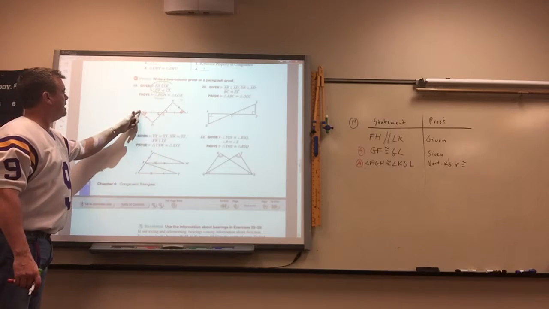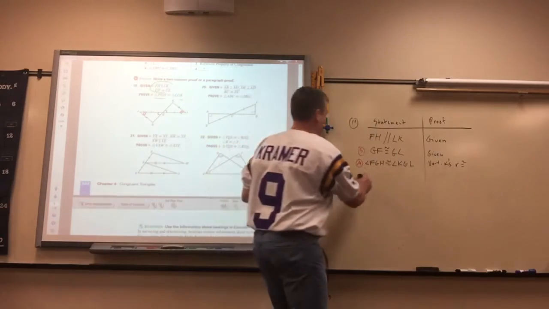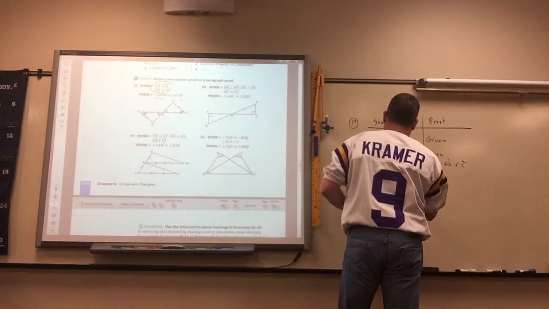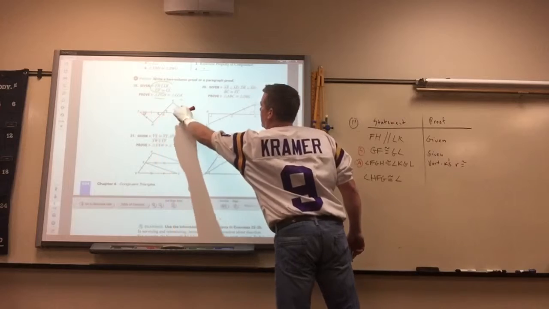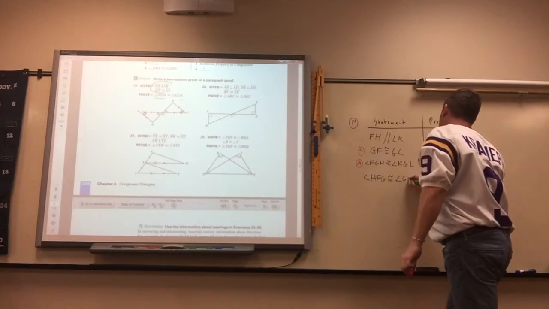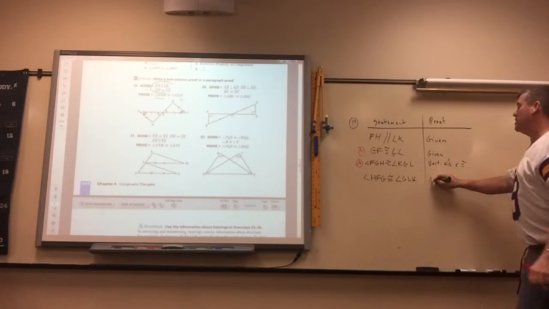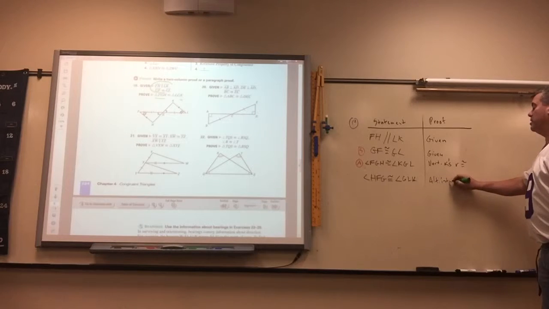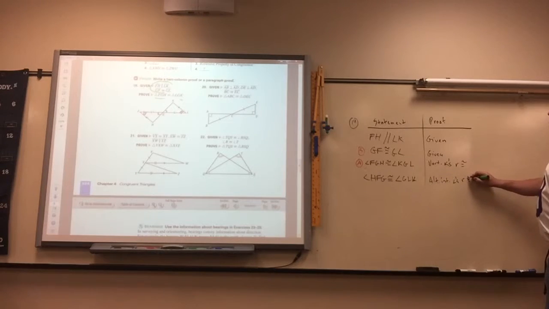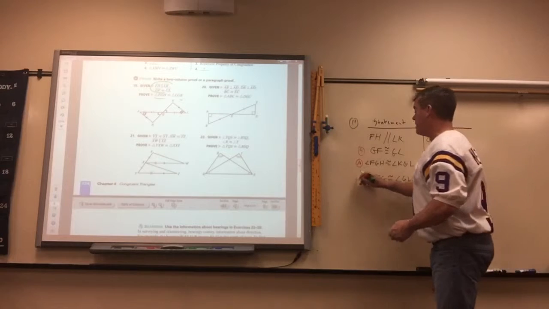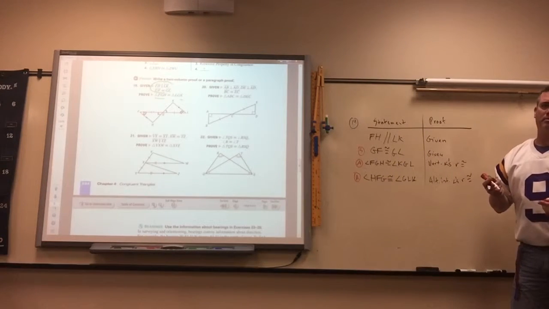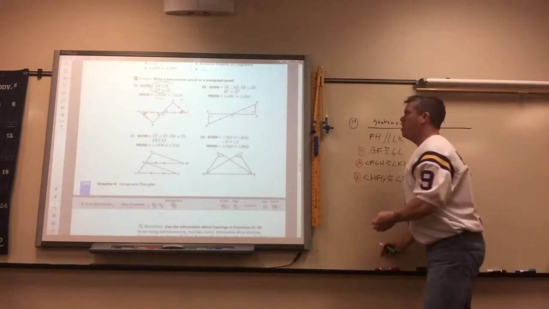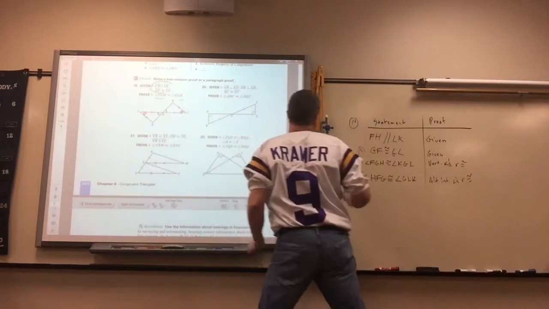Angle HFG is congruent to angle GLK because those are alternate interior angles. And there I've got my third thing. There is one more thing I could put in there, and it wouldn't be wrong if you did, but you just don't need to. So then you put your proof statement last.